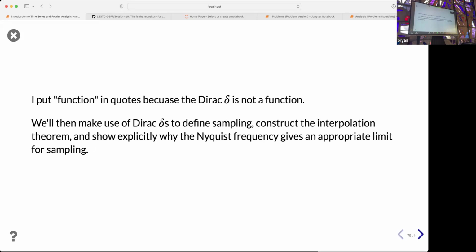As I alluded to earlier, function is in quotes because the Dirac delta is not actually a function, it's a distribution. But we're gonna use them to define sampling, construct the interpolation theorem, and we'll show explicitly why the Nyquist frequency gives an appropriate limit for sampling. And I want to stress this because the Nyquist frequency is a piece of jargon that a lot of people, especially astronomers, know, but a lot of people haven't worked through where it comes from, and so sometimes they misapply it.